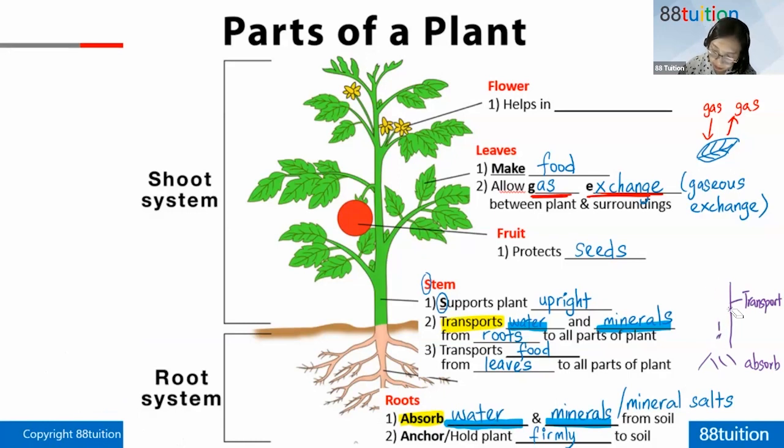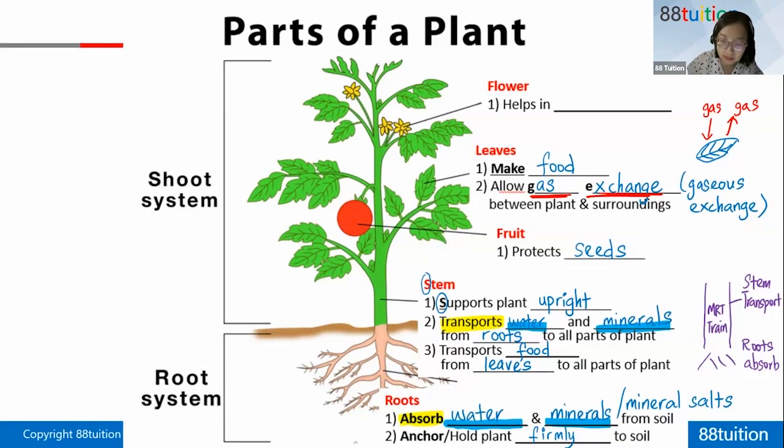Maybe I'll just draw it a bit wider. So think of it as an MRT train. Don't write MRT train for your answer. So this is for stem. This is for the root. But you must tell me roots absorb what and what does a stem transport. Okay, let's go to the last one on top.